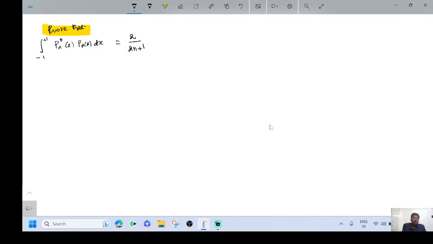Prove that the integral of Pn star of x, Pn of x dx equals 2 divided by 2n plus 1. To prove this, consider the Legendre equation, that is d by dx of (1 minus x square) dy by dx plus n into (n plus 1) into y equal to 0.